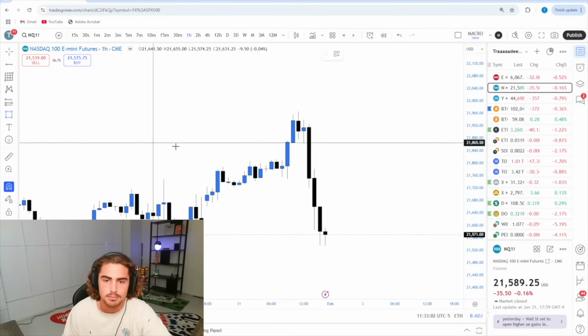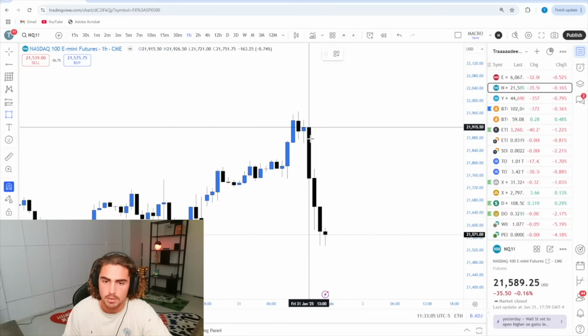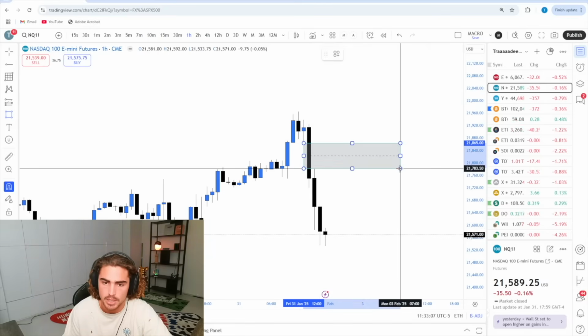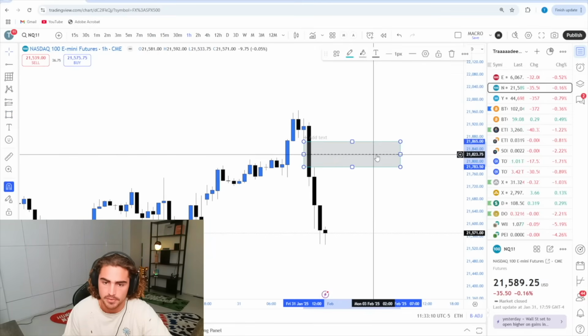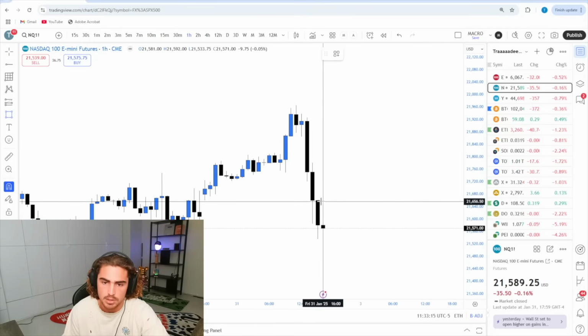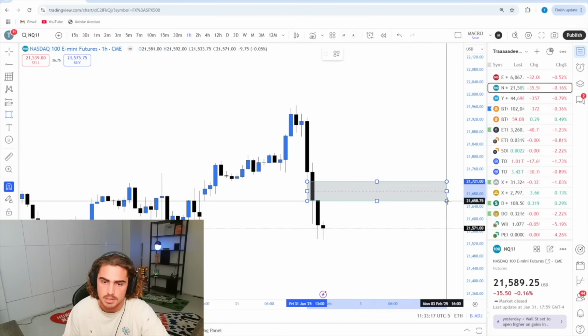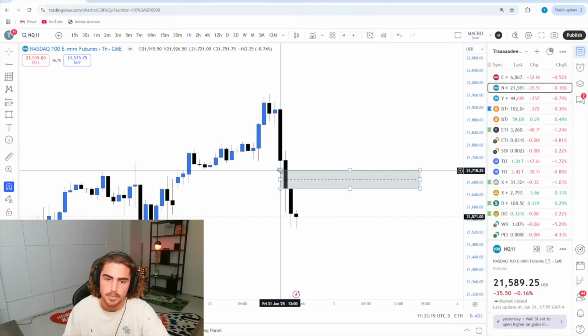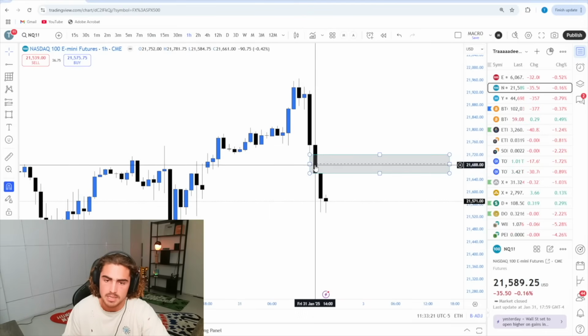So again, where's our fair value gap? First candle, second candle, third candle. These wicks, they don't overlap. This is a bearish fair value gap. First candle, second candle, third candle. This third candle doesn't even have a wick, but it's still considered a fair value gap. Boom. First candle, boom. This is a bearish fair value gap.